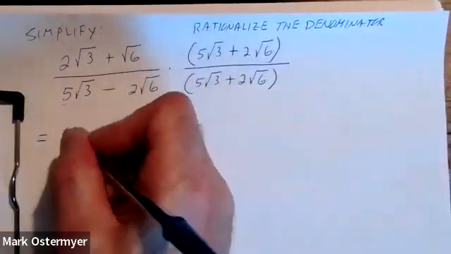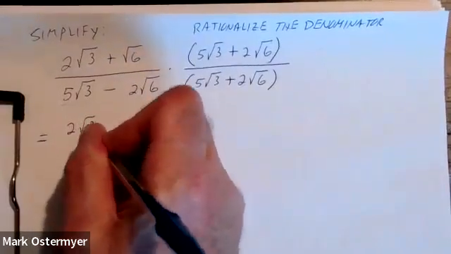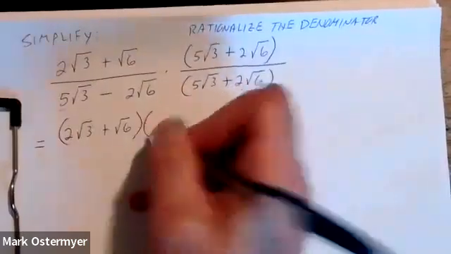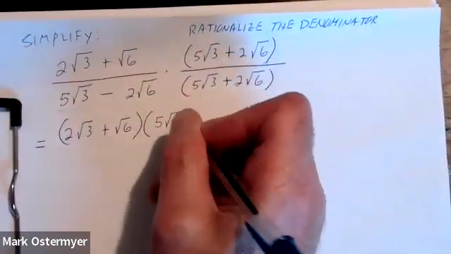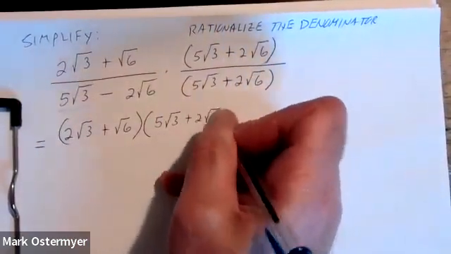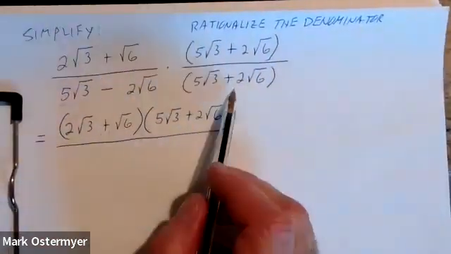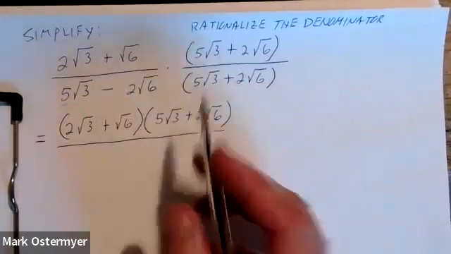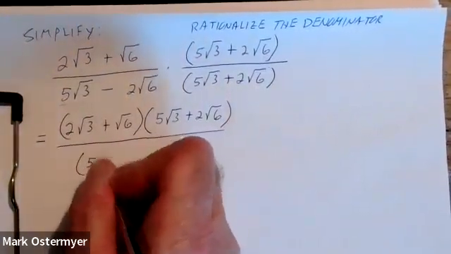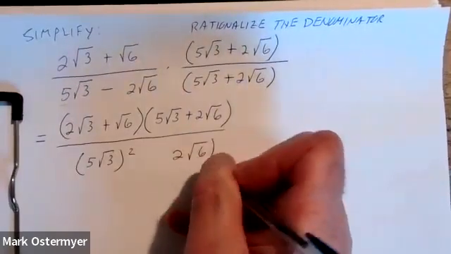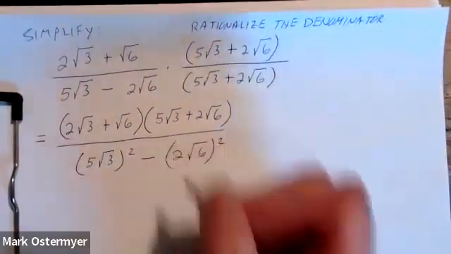Now, the numerator is going to entail most of the work because we're going to have to take 2 square root of 3 plus square root of 6, and we're going to have to multiply it or FOIL it out, if you will, with 5 square root of 3 plus 2 square root of 6. The denominator is easy to multiply together because these are conjugates of each other. So all we have to do is square our first term, square our last term, and place a minus sign in between them.